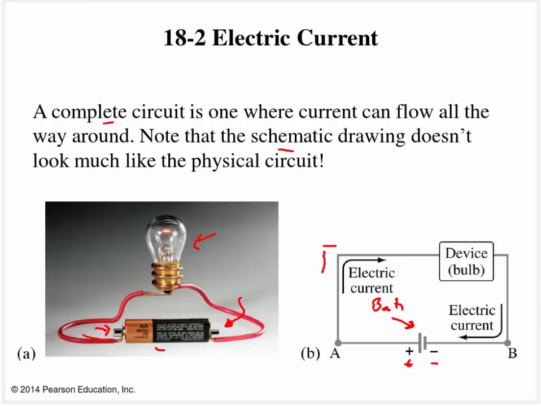I don't have to draw weird squiggly lines. I can just draw straight lines. I don't need to draw my light bulb. I can just draw a box and say device, and a little bit later I'm going to make that the symbol of a resistor. Something to keep in mind is that it comes all the way back to the negative side of the battery right here. The direction of current flow is fairly important, and the way I always remember it is to look at the positive side of the terminal. The current flows away from that positive side and towards the negative side.